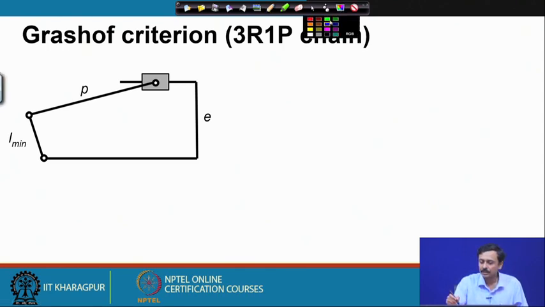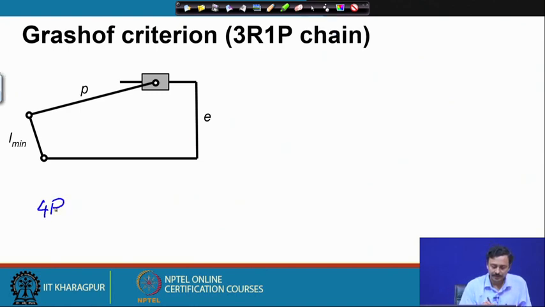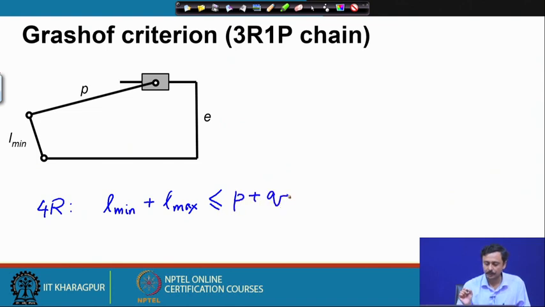What was the Grashof criterion for 4R chain? Just let me recollect. So, L min plus L max less than equal to sum of the other two links. This was Grashof criterion for a 4R chain.